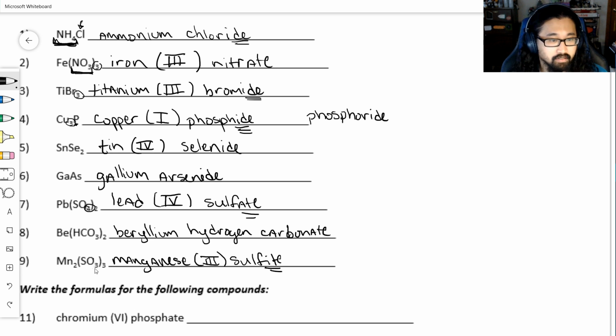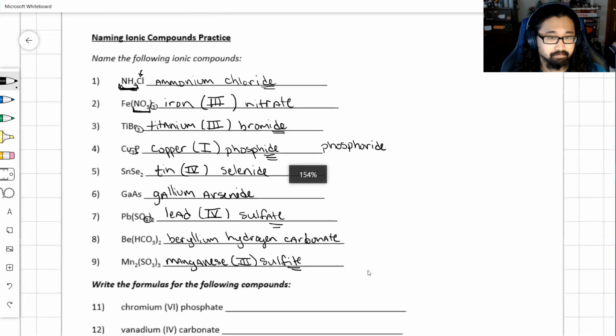Down here, right, SO3 has a charge of -2, but I have 3 of them, so it's a total charge of -6. Means I need a total charge of +6, but I need to divide the +6 by 2, because there are 2 manganese, so that's why it's manganese with a 3. Alright.